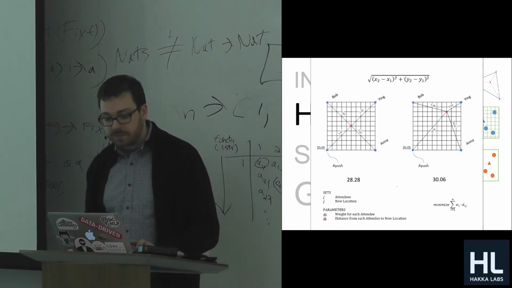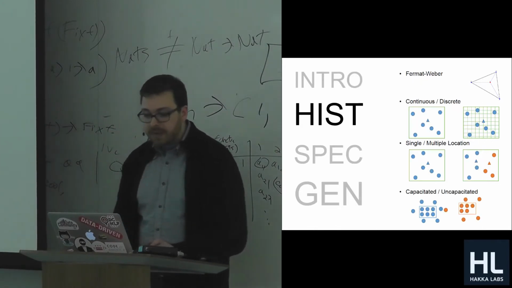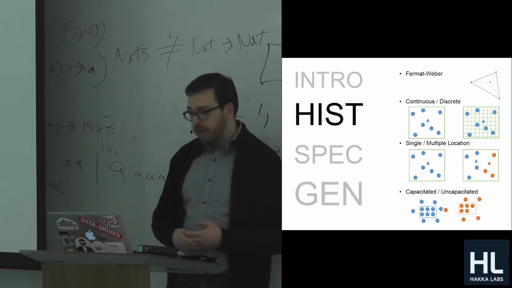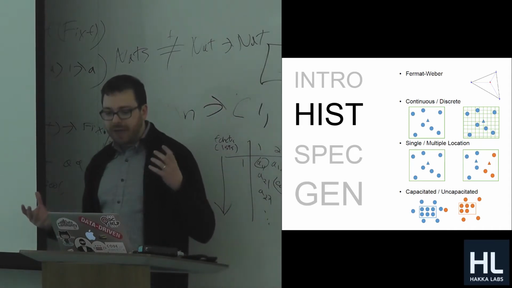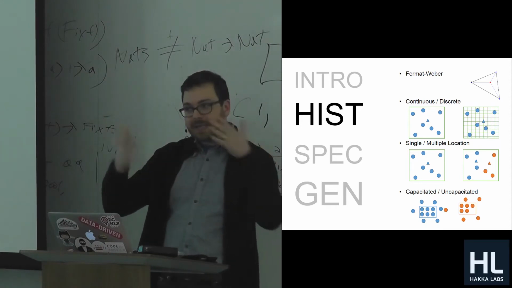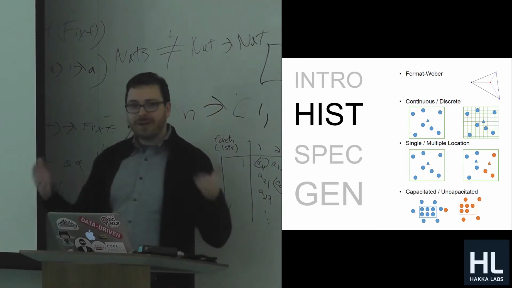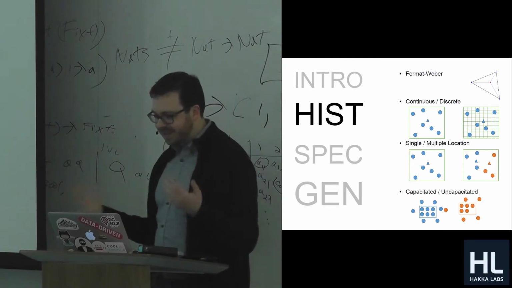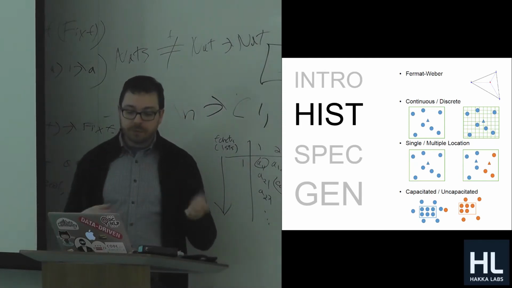And so I'm going to be talking about cost functions a lot today. And there are a lot of variations on this. So in practical use, sometimes you don't have the ability to put your location in an arbitrary location. It has to be on a grid. So if you're opening a corner store, it has to be on the corner, right? So things like that. There's also single and multiple location problems.